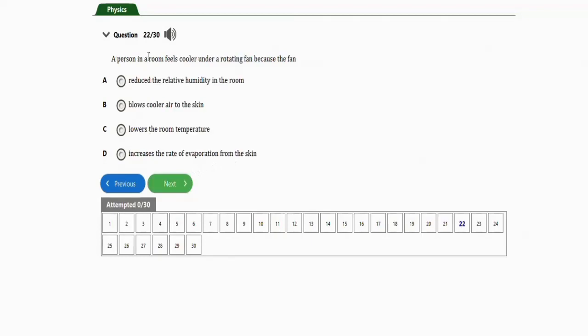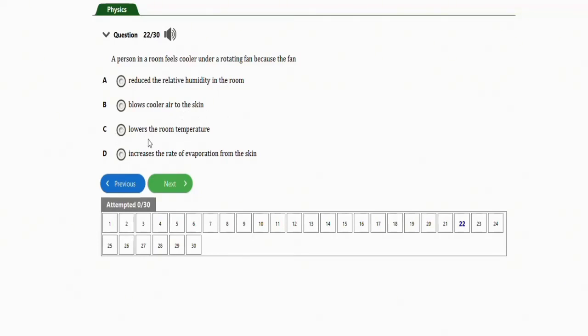It says, a person in a room feels cooler under a rotating fan because the fan: A, reduces the relative humidity in the room. B, blows cooler air to the skin.